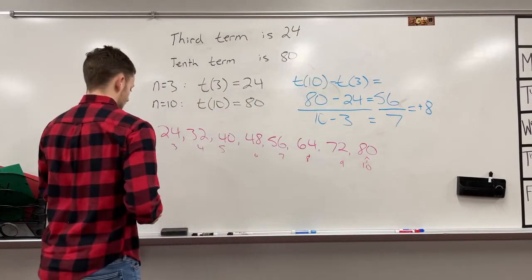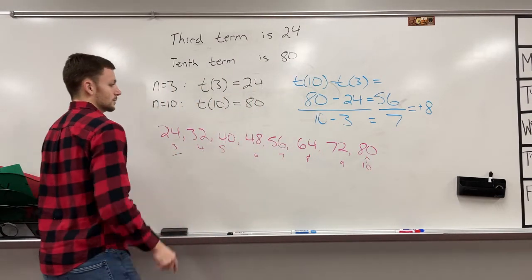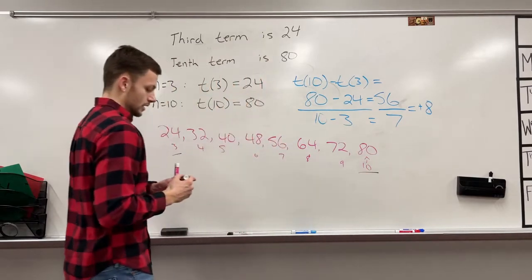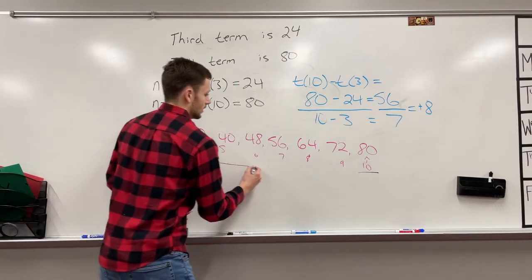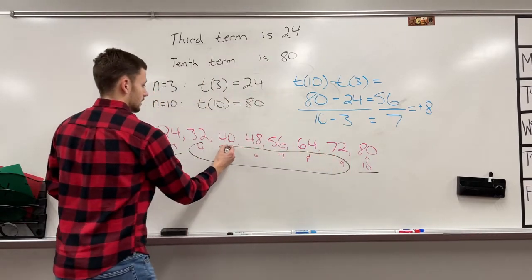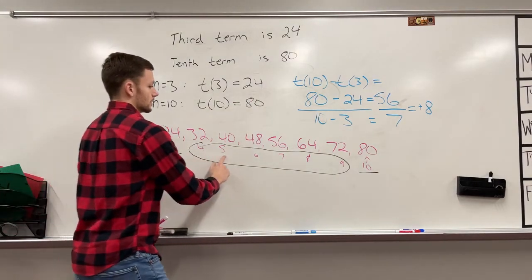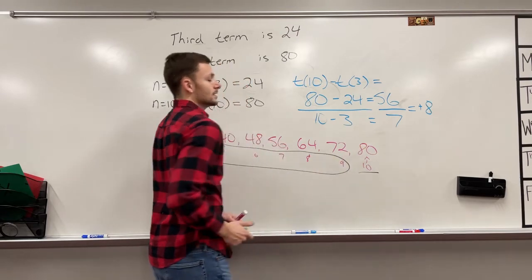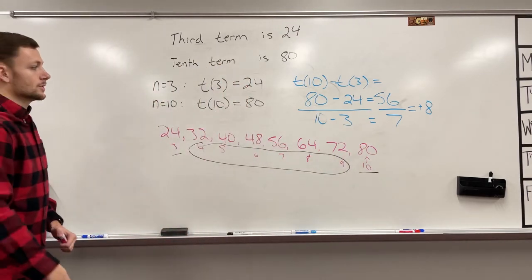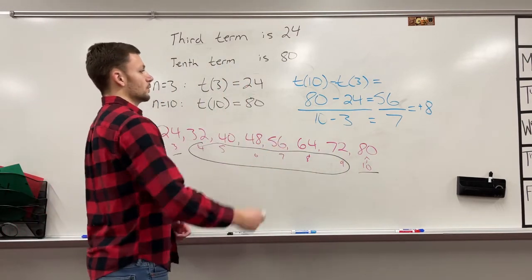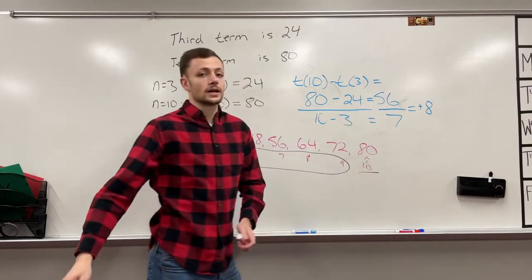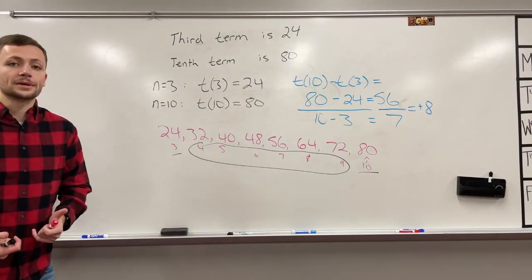So I've got my third term, which we were given, and my 10th term, which we were given. We know that we had 7 terms of increase, so there were 6 terms in between, but then we had our 7th jump. So we took our overall net increase from 24 to 80, which was 56, divided it by 7, and found that our common difference was 8.